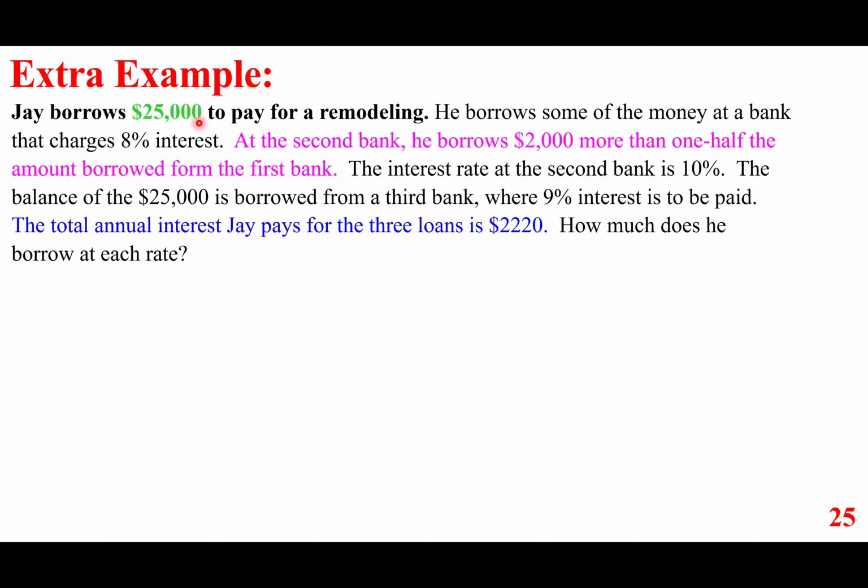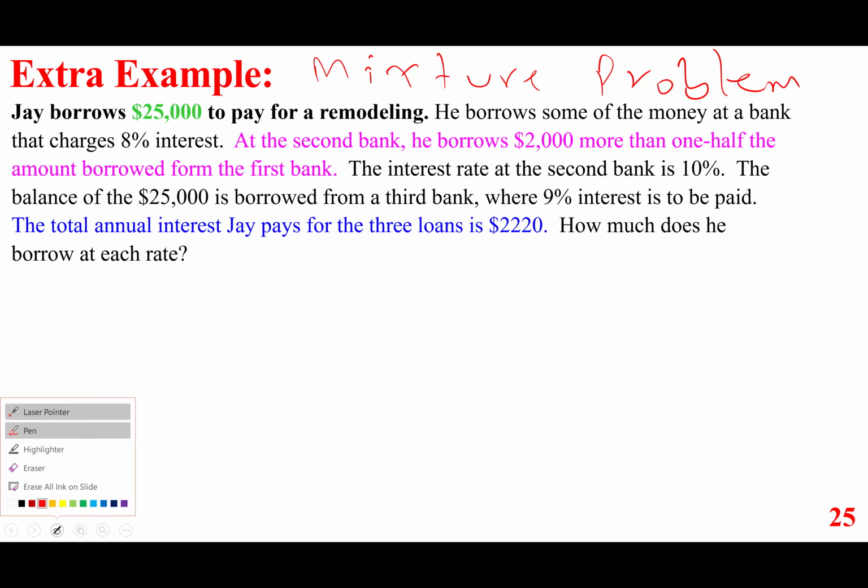Jay borrows $25,000 to pay for a remodel. He borrows some of the money at a bank that charges 8% interest. This is also a mixture problem. Let me just actually write this at top. Similar to mixture problems involving acids and so forth.